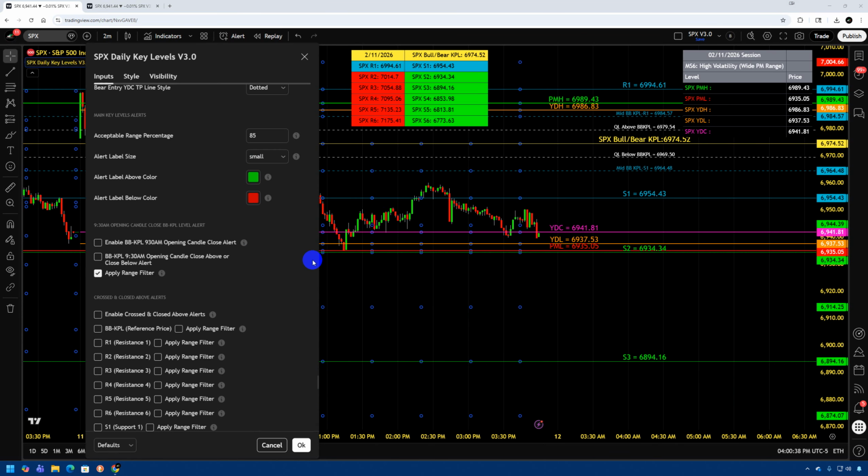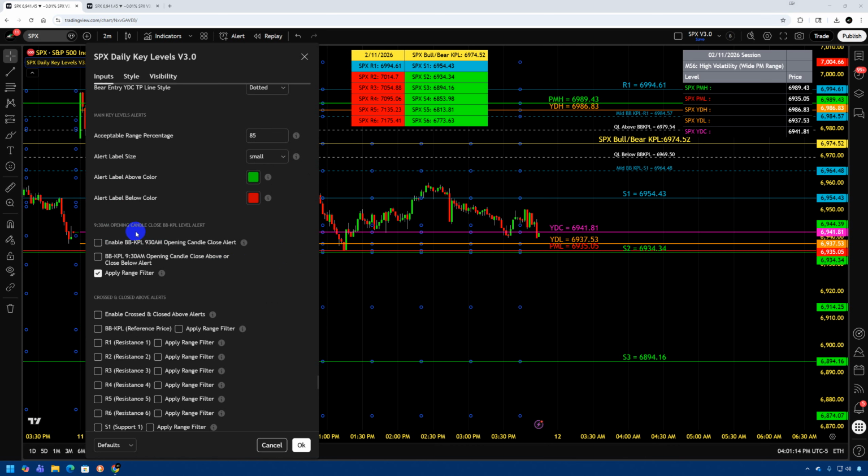Okay, the next feature that we've added is an advanced alert system. This is a comprehensive alerts section that's been added to the user control panel that offers very granular control over which levels trigger notifications, of which you're in total control, selecting which alerts you would like to receive and have displayed on your chart for the particular level.